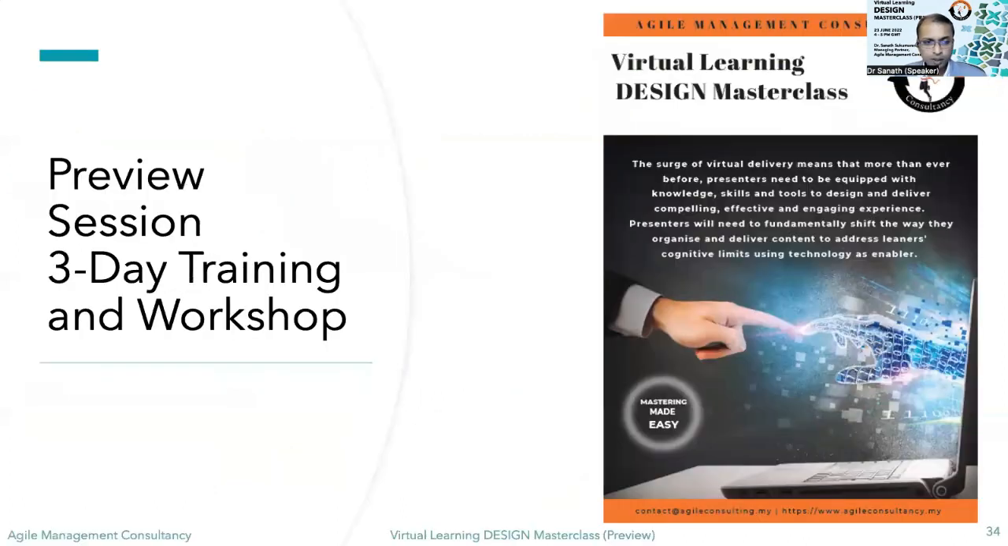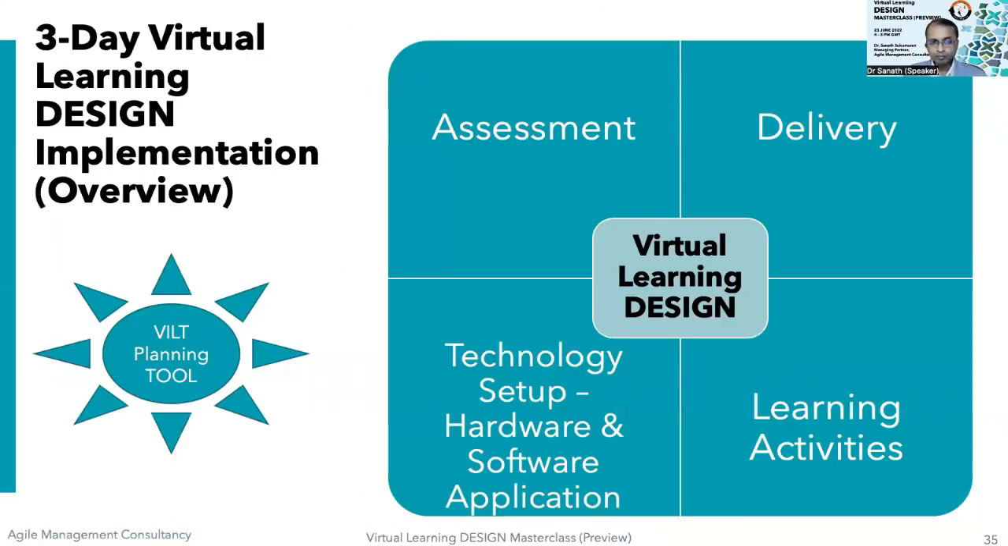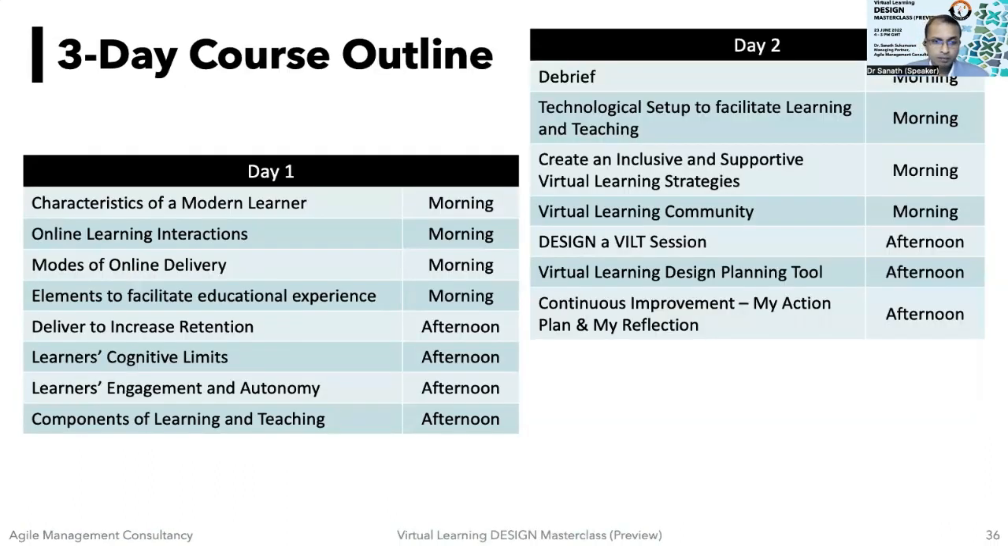In the workshop itself, we will get into the details of all of this. I'm just giving you a glimpse of what we're going to do. In short, we're looking at designing for engagement from four aspects: the delivery aspect and the assessment aspect, where we have formative and summative assessment; the kind of learning activities we can introduce and the kind of tools we can use for the purpose; what kind of technology setup we need, hardware and software; and of course, we have an outline.